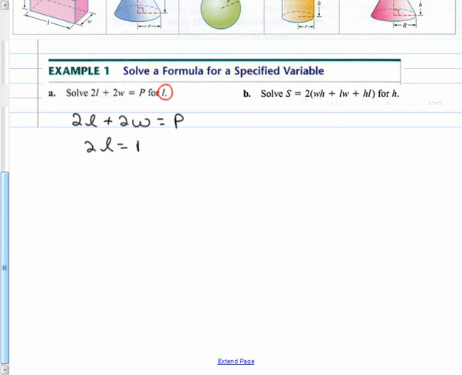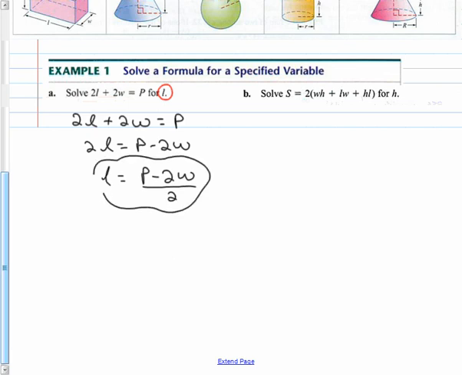2L would equal P minus 2W. Subtract my 2W. Then I would divide by 2. And my L would be isolated. P minus 2W divided by 2. That's all they were interested in here. Can you rearrange that one?